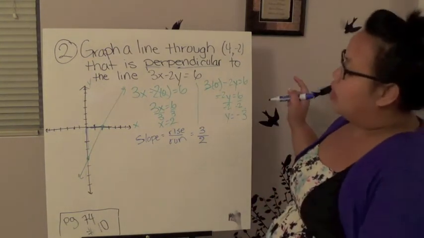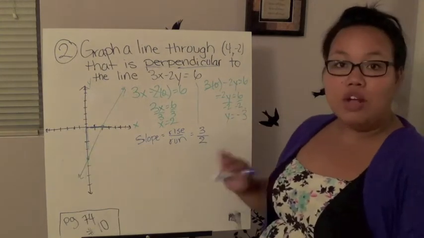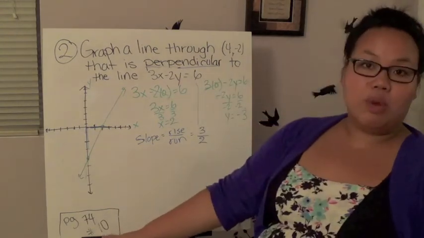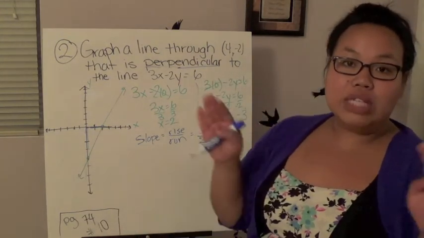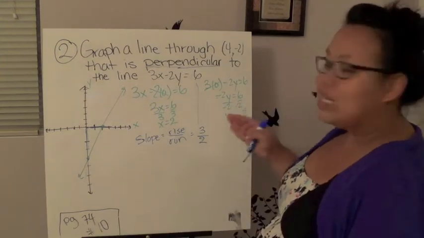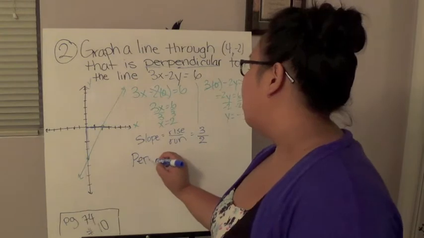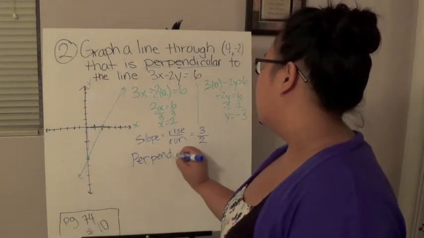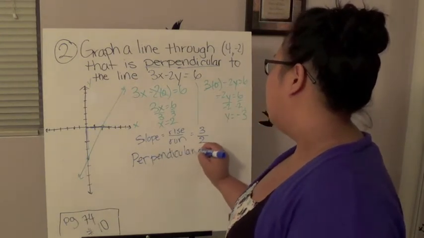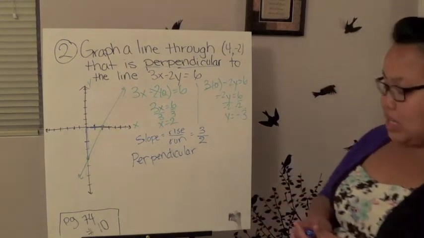But the problem is, if it's asking for parallel, like this one down here, your example, that means I use the exact same slope. But what it's asking for is perpendicular. And what that means is it's the opposite slope.